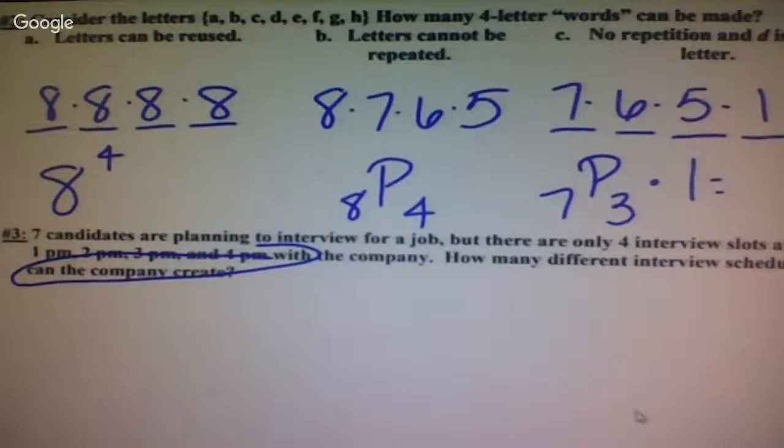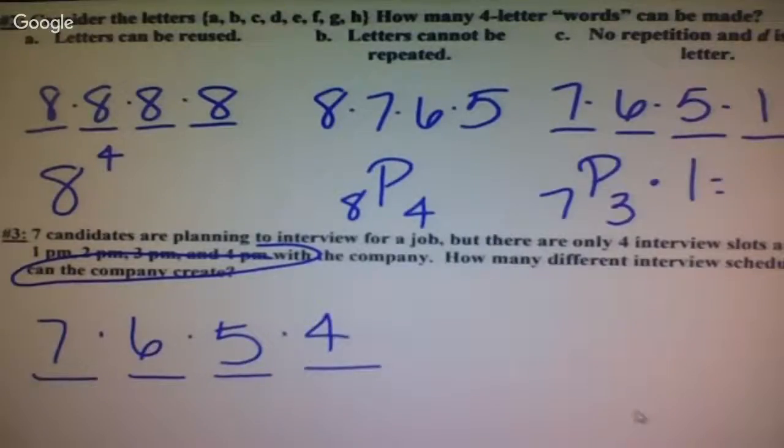You would write out 4 lines, and then you would do 4, 3, 2. 7, 6, 5, 4. I have 7 candidates that could go at 1 p.m. Whatever candidate goes there can't go in slot 2, they can't go in slot 3, they can't go in slot 4. So 7, 6, 5, 4, or 7 permutate 4.